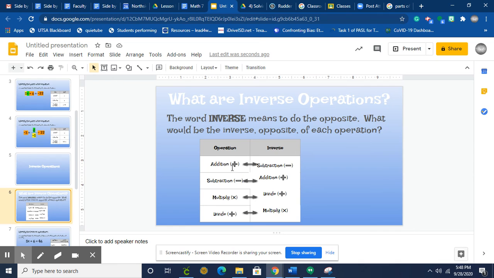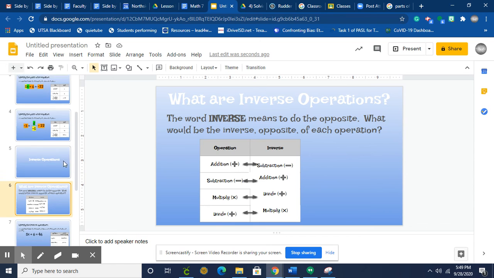And then we have inverse operations. If I have addition, I undo it with subtraction. If I have subtraction, the inverse is addition. Multiplication is undone with division, and for division, the inverse is multiplication.